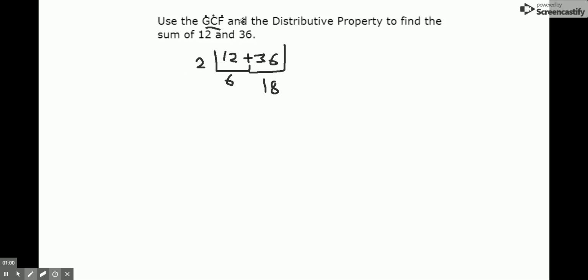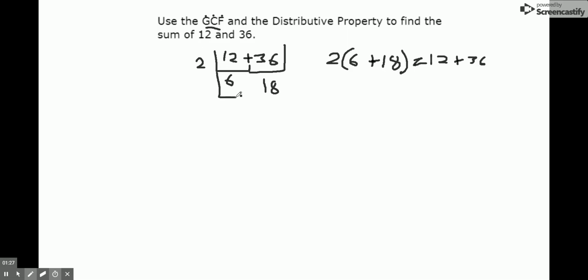And the reason why you're using the distributive property here is because, for example, I could say 2 times 6 plus 18 is actually equal to 12 plus 36.